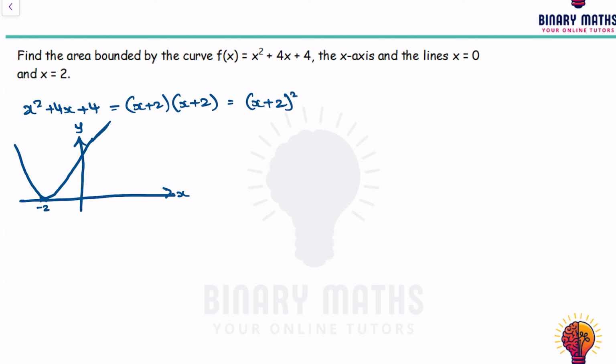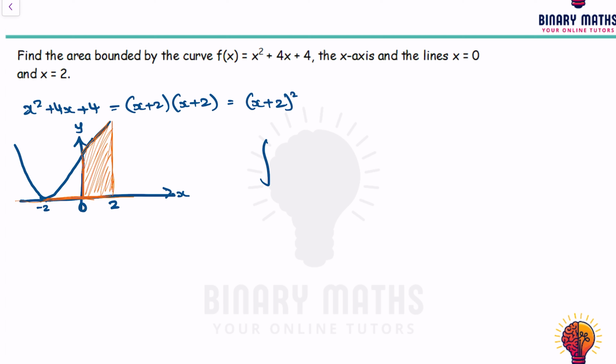Let's make it longer. So we're trying to find the area bounded by the curve and the x-axis. So the x-axis is here. The line x equals 0. And the line x equals 2, so somewhere here we've got 2. And the curve. So it looks like we're looking for this area, which is bounded by x equals 0 and x equals 2.